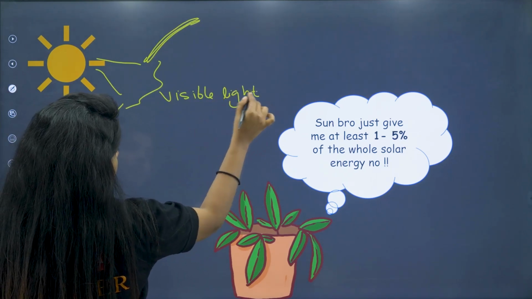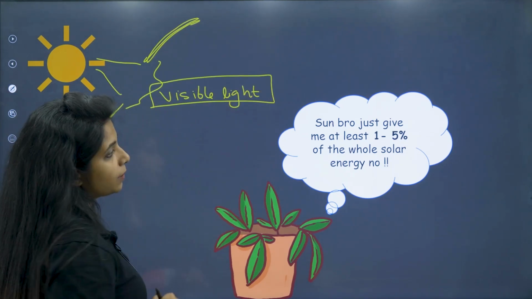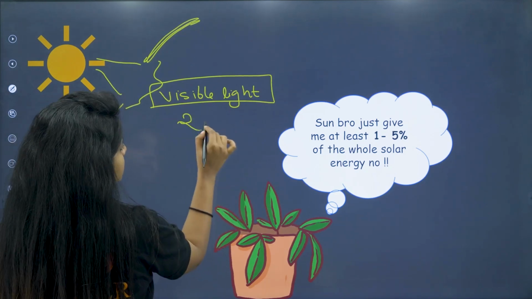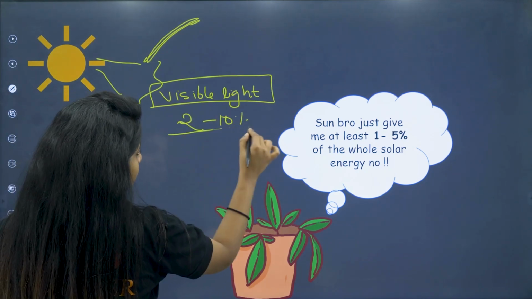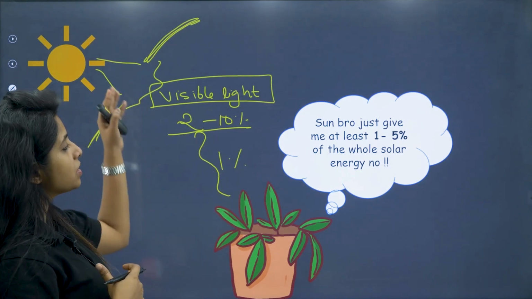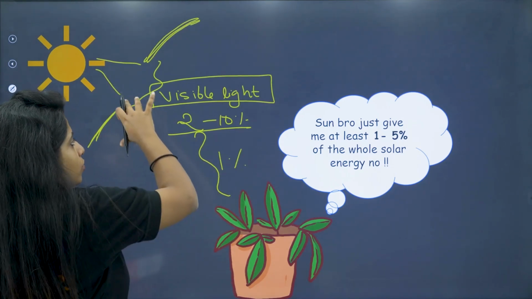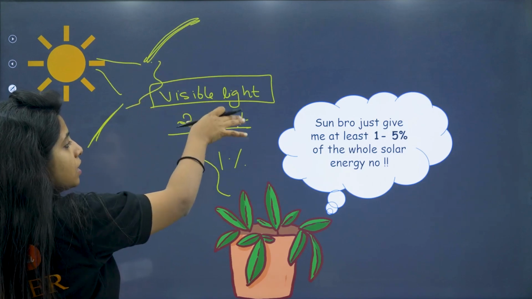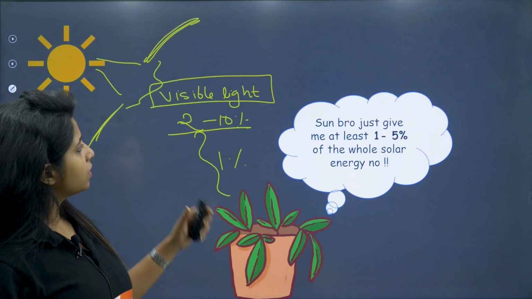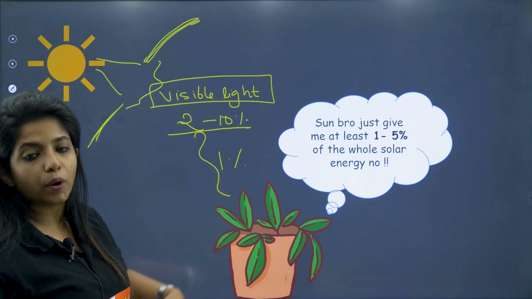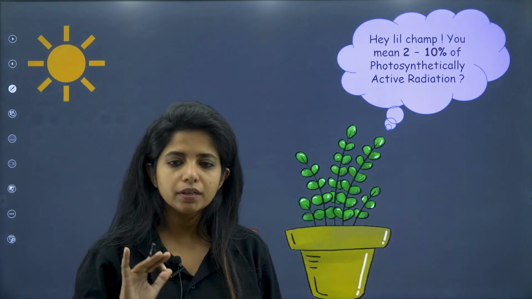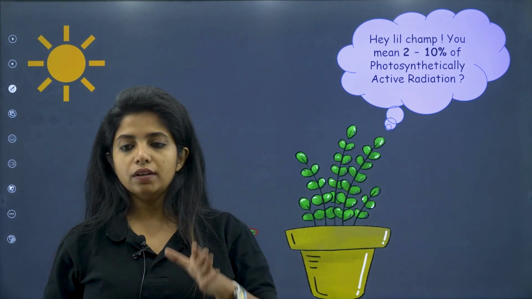Visible light, children. And what is the percentage of visible light which can be utilized by the plants? It is 2 to 10%. From this 2 to 10%, we are going to take 1%. That is what we say when we say the plants are giving 1% to us. So you don't need to remember it. This radiation which is usable for the plants is called photosynthetically active radiation, PAR. It's not something that you need to know, just for your understanding.